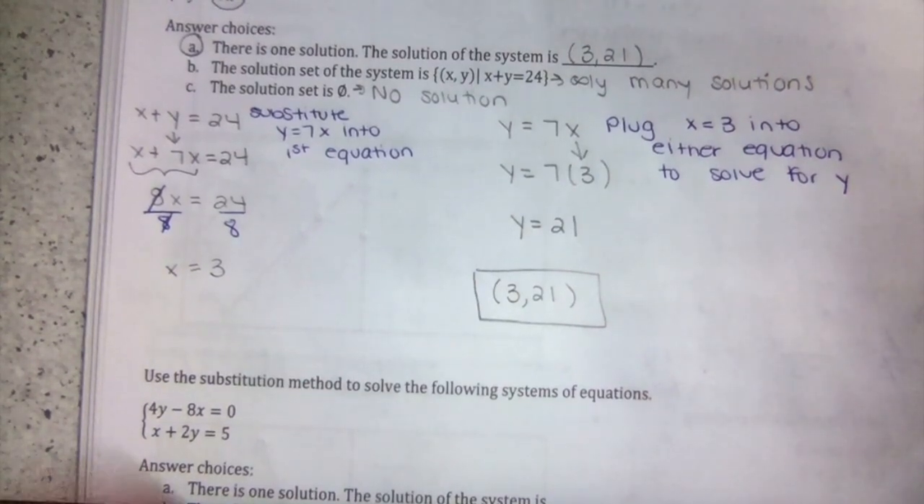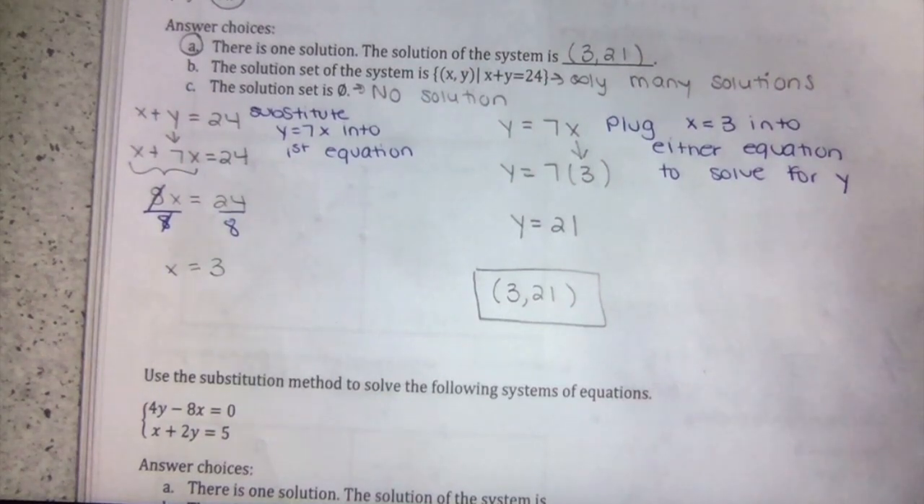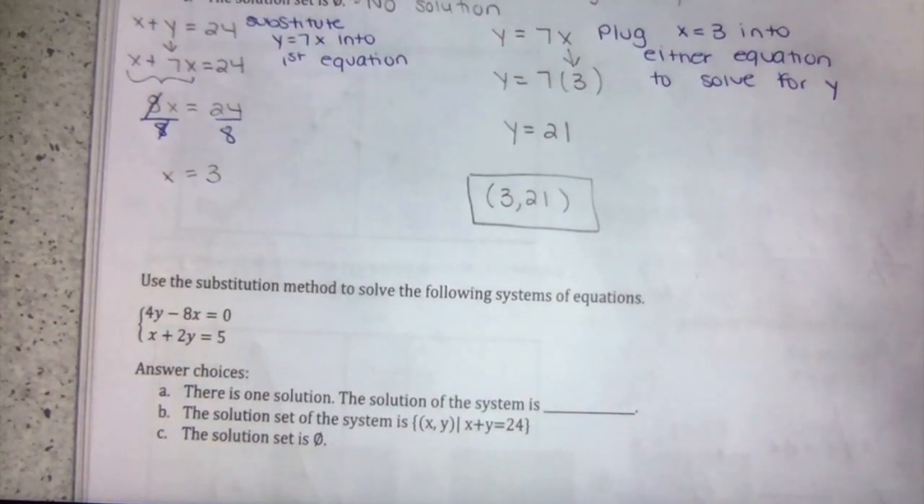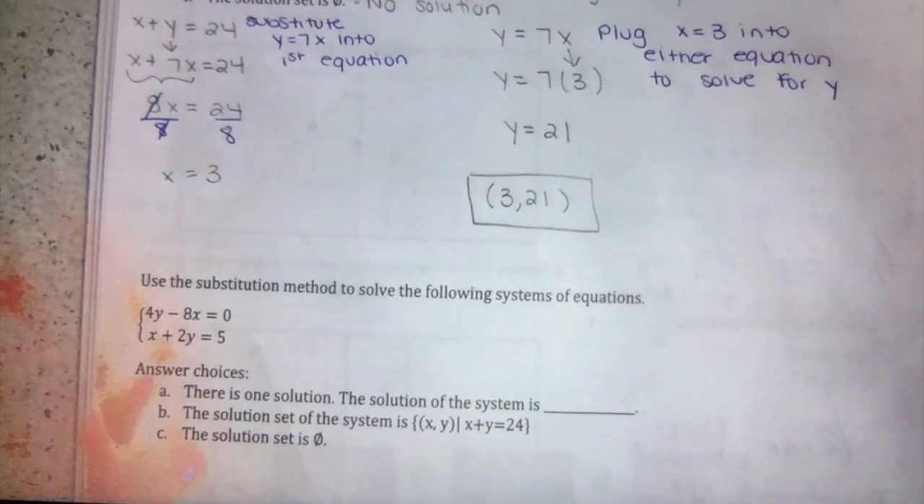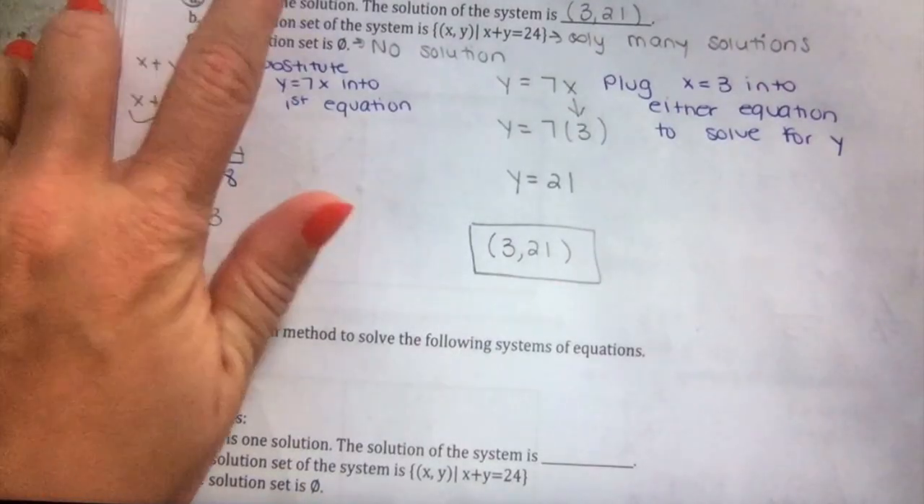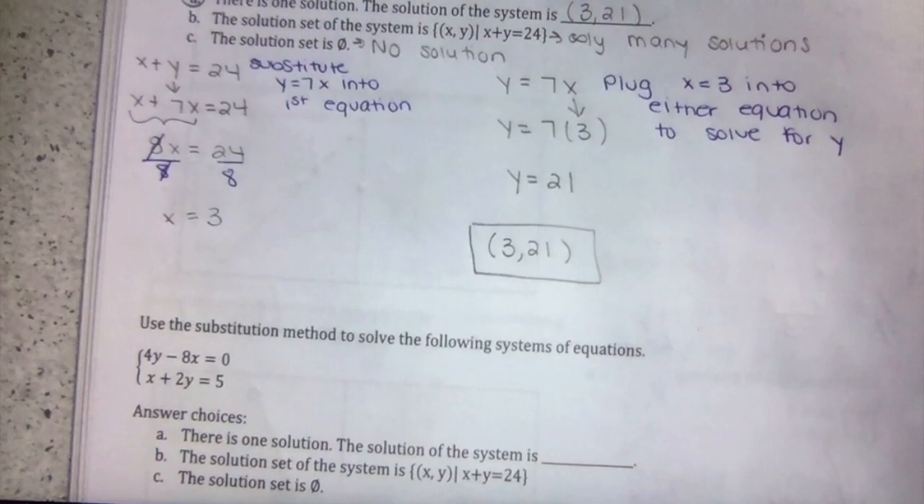That's about it. We're good. So next example. Using the substitution method, solve the following system of equations: 4y minus 8x equals 0, and x plus 2y equals 5. Last time it was easier because they already gave us y equals. They already kind of did some of the steps for us.